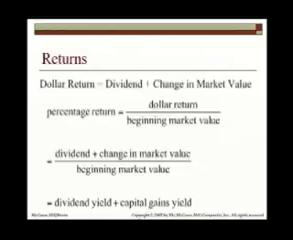The dollar return is equal to the dividend plus the change in market value. The percentage return is equal to the dollar return divided by the beginning market value. If we substitute in, we see that the percentage return is equal to the dividend plus the change in market value divided by the beginning market value. And that works out algebraically to equal the dividend yield plus the capital gain yield. Some of you may recall when we talked about bonds, we had the current yield plus the capital gain. Now we're talking about stocks. We have a dividend yield plus a capital gain.